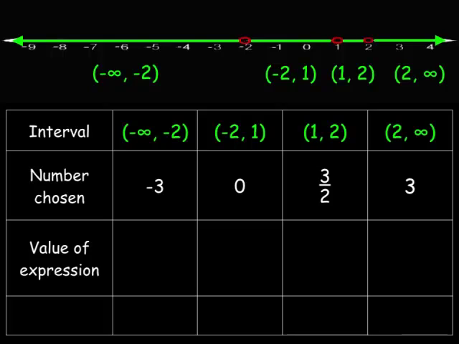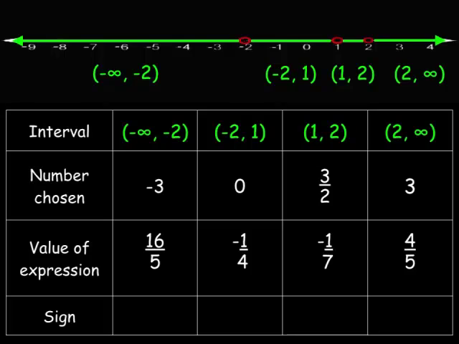When we substitute negative 3 for x in our expression, we get 16/5. The value of the rational expression at 0 is negative 1/4. Evaluating at 3/2, we have negative 1/7. And allowing x to equal 3, we get 4/5. Again, the only thing of interest here is the sign of the rational expression on each interval.